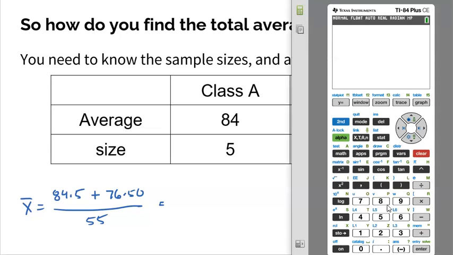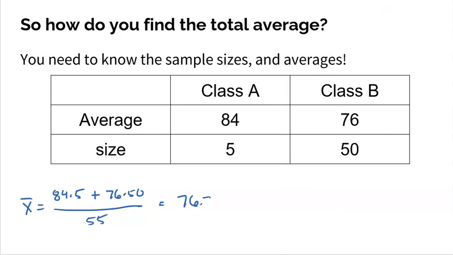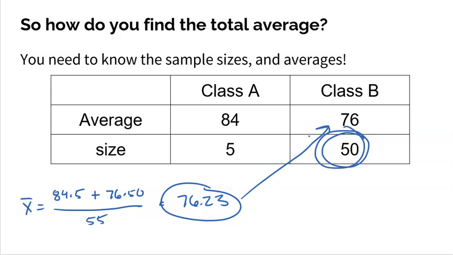Now grab a calculator, it's pretty easy to do. So we have 84 times 5 plus the 76 times 50. So there's our total score divided by 55 total students. So now we're at an average or a mean of 76.23. So now we see that the total is even closer to 76 because there were way more students that came from that class that got that average. So again, you cannot average averages. You can't just take two means and add them together and divide by 2. That is not how you do it because size matters.